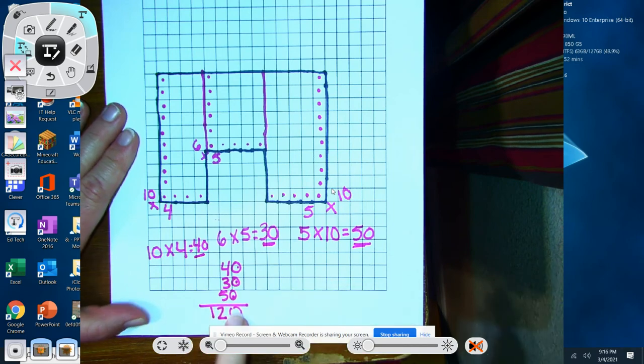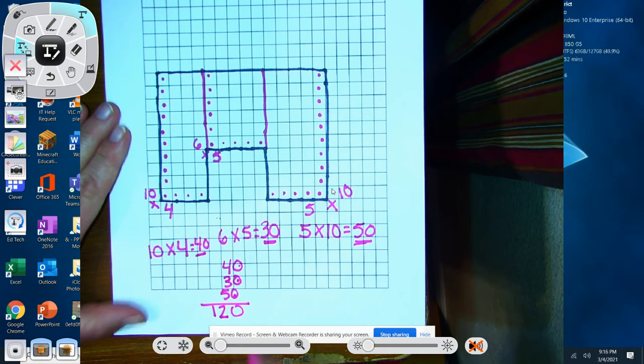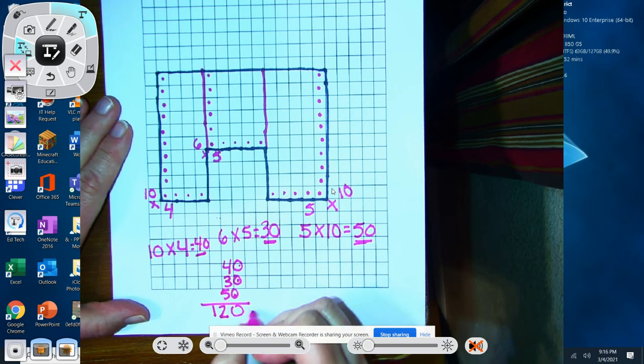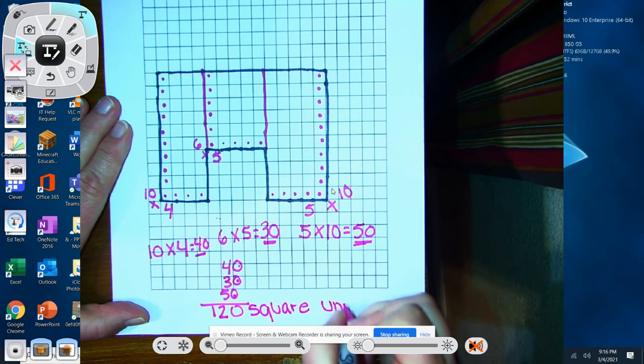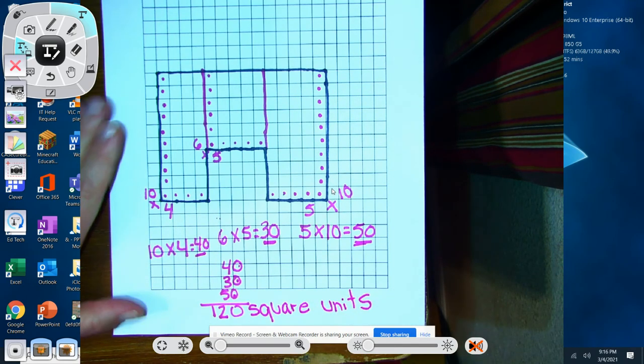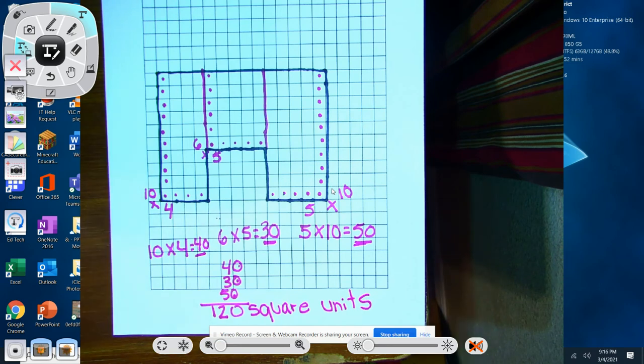So how many square units is this entire thing? It is 120 square units. And what we just learned how to do was use the distributive property. That's the property where we break things apart.